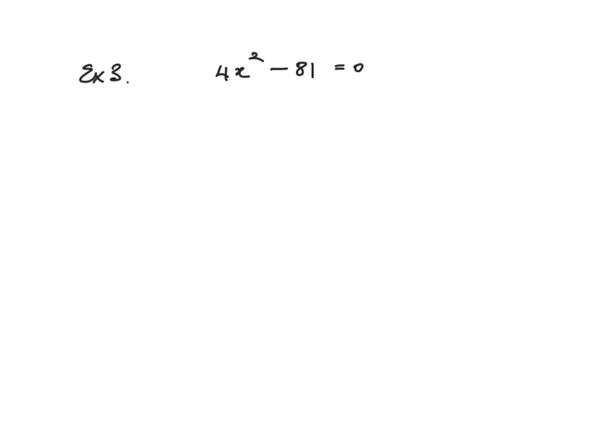Example 4, another difference of squares. I think what we're going to do is maybe just rewrite this so that we can see the squares clearly. So what do I multiply by itself to get 4x squared? I multiply 2x by itself. What do I multiply by itself to get 81? I multiply 9 by itself.